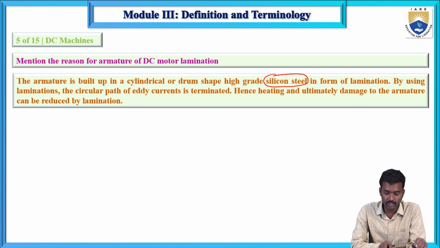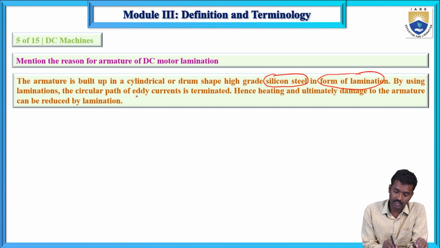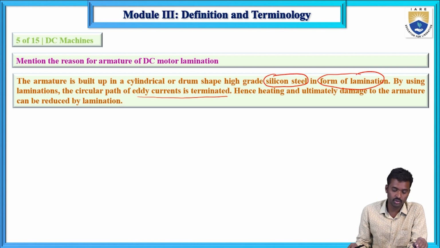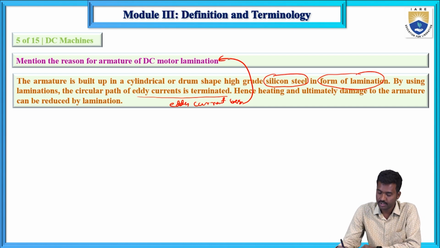The armature is built in a cylindrical or drum shape using high grade silicon steel. This is to reduce the hysteresis losses. The lamination is to reduce the eddy current losses. By using lamination, the circular path of eddy currents is terminated, hence heating and ultimately damage to the armature can be reduced. That means to reduce the eddy current losses, we use a laminated armature core.